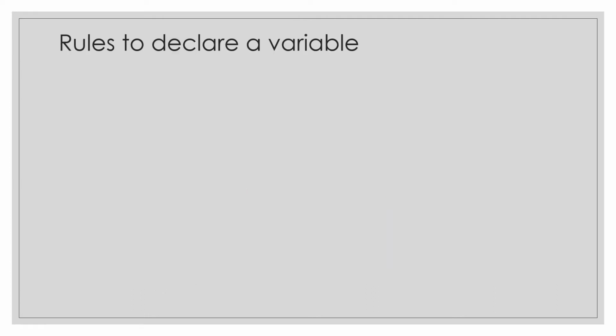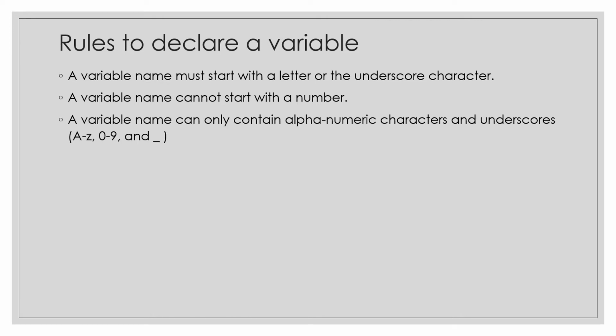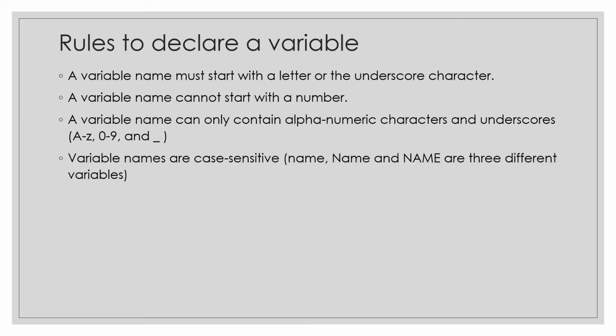Let us look at the rules to declare a variable. A variable must always start with a letter or an underscore character. A variable cannot start with a number. If you try to assign a variable with a number, it is going to show an error. A variable name can contain alphanumeric characters and underscores only. Alphanumeric characters include characters from A to Z and numbers from 0 to 9, including underscore.